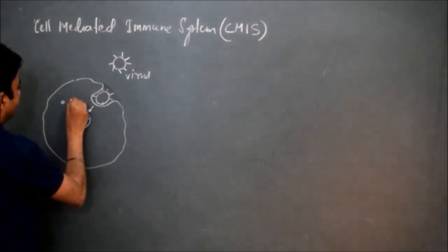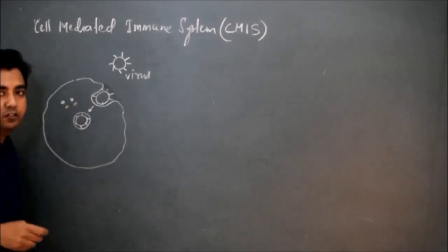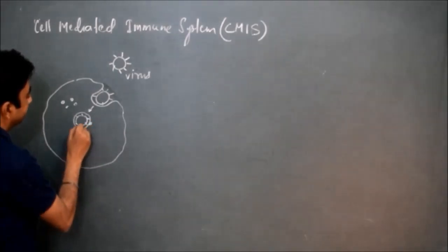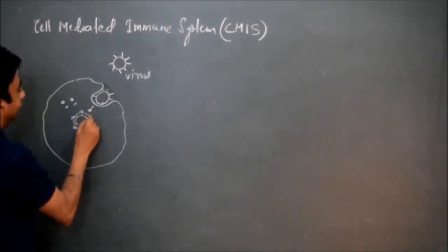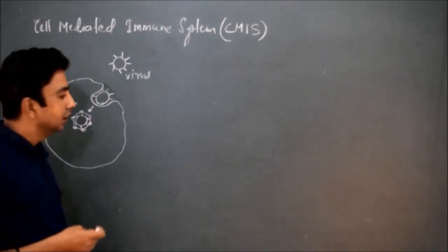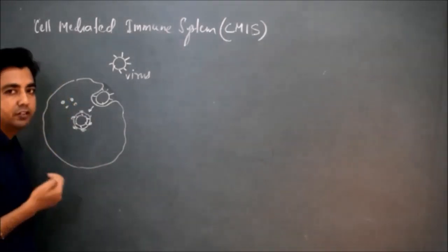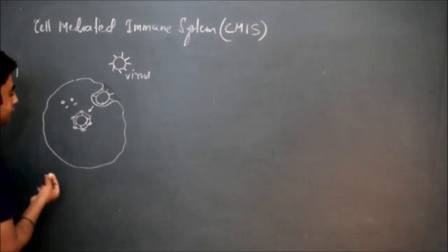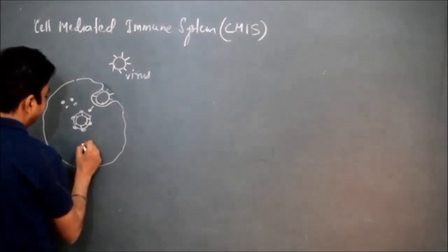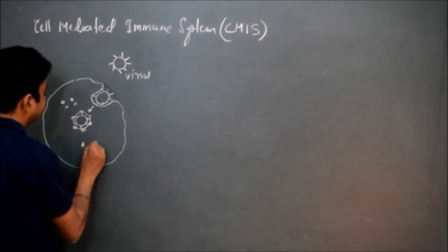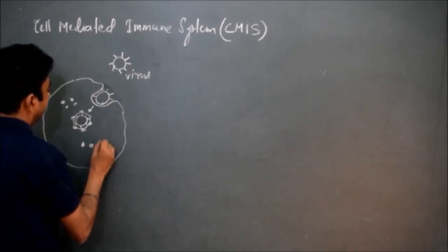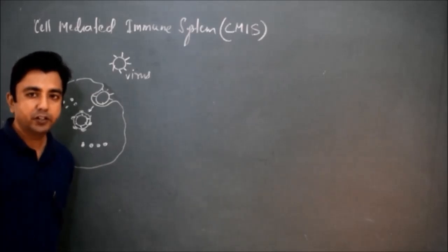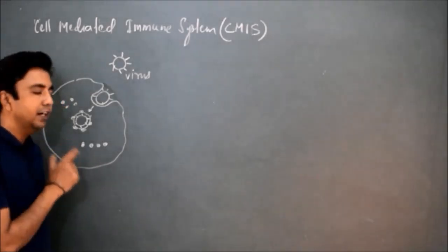Then the lysosome present in the cytosol of the macrophage will get attached to the phagosome and form a phagolysosome. Now this lysosome will secrete hydrolytic enzymes that will digest the virus, and the antigens will float in the cytoplasm, just like humoral immunity. But there is a slight difference here.